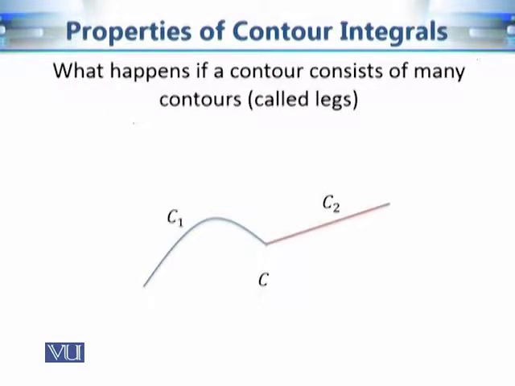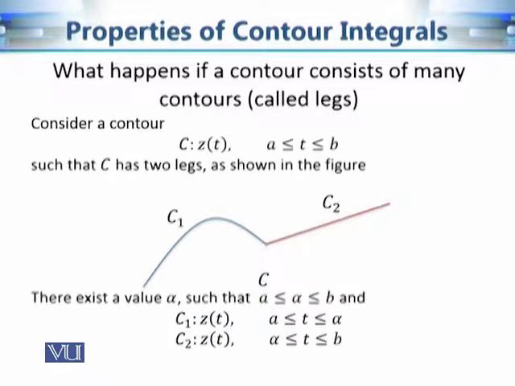Now the next thing is, what happens if a contour consists of many contours? For example, this is the contour C and it consists of two different contours, C1 and C2. They are called legs of this contour. So there are two legs, C1 and C2, of this contour C. What's going to be the relationship between the contour integral of any function along this C and these two contour integrals along C1 and along C2?